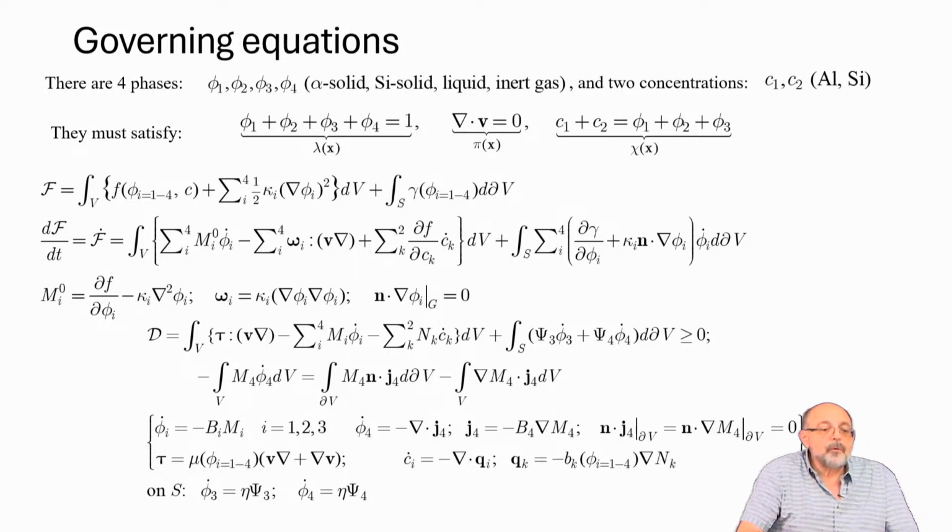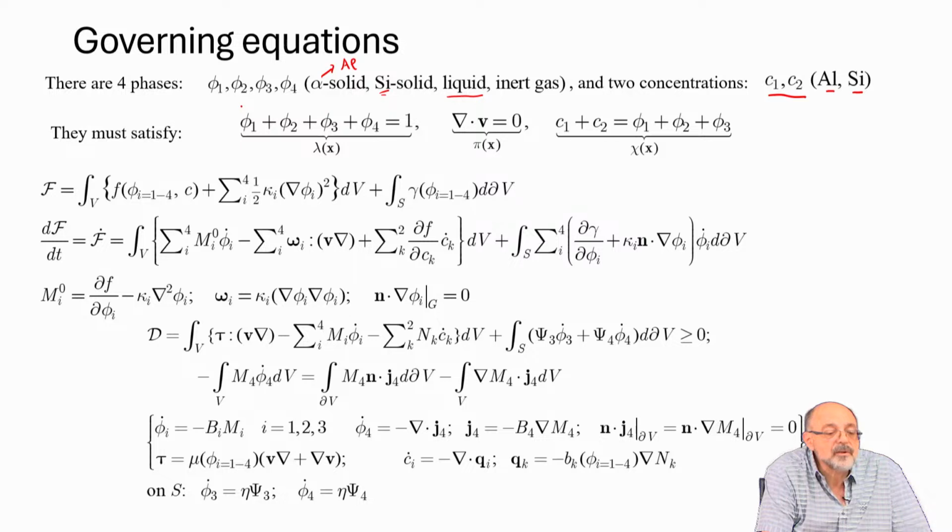So we have 4 phases. This is alpha solid, or aluminum, almost pure aluminum. Then we have a silicon solid. We have a liquid which is a mix of aluminum and silicon, and we have inert gas which does not interact with either aluminum or silicon. And we have 2 concentrations, the concentration of aluminum and the concentration of silicon.